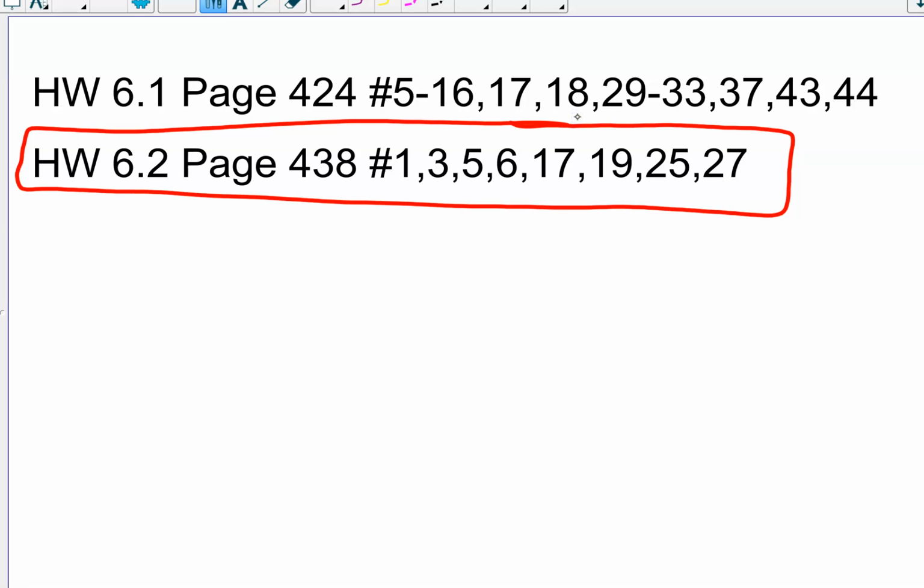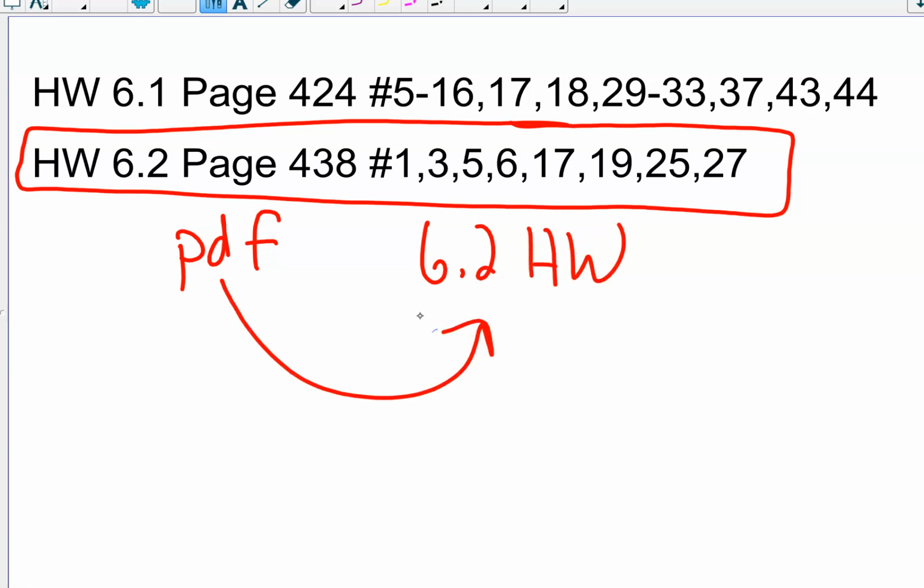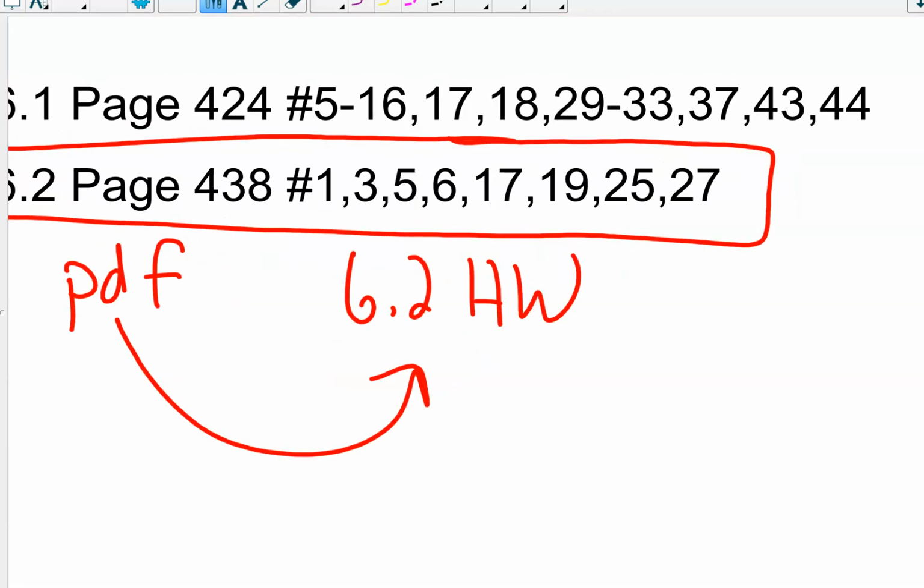And again, you're going to upload that. Please upload this as a PDF. And so you're going to actually go to the assignment, 6.2 homework. You're going to open it, and then you're going to upload a PDF, because then I can scroll through your pages. I don't have to open every single page individually. So upload that as a PDF by the due date, and you should be good. So your notes are very short on this one.